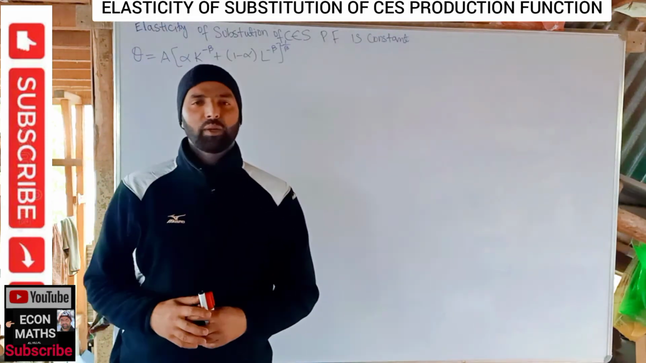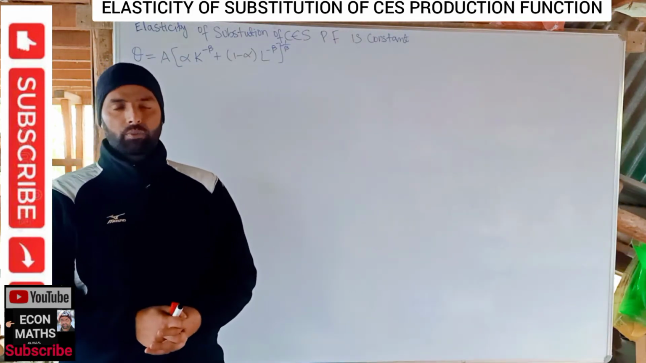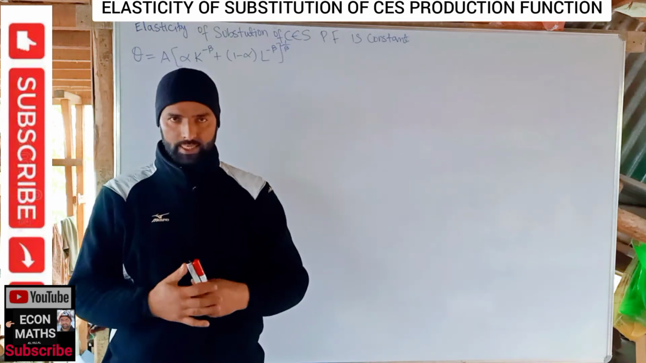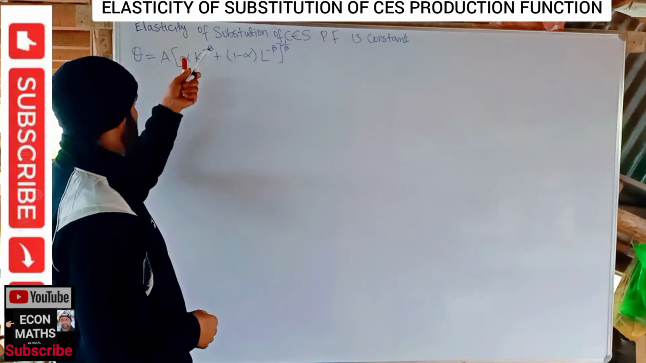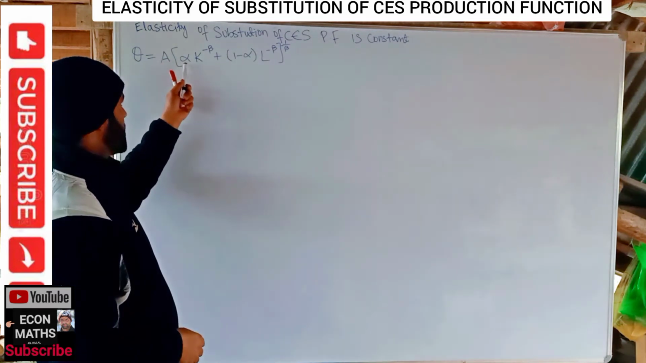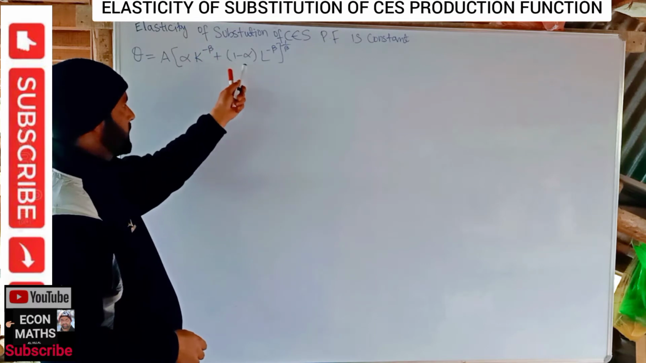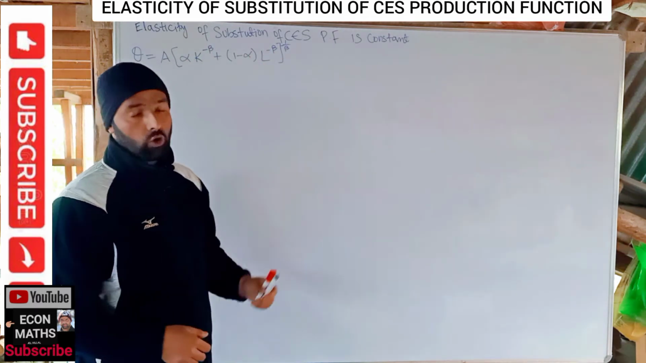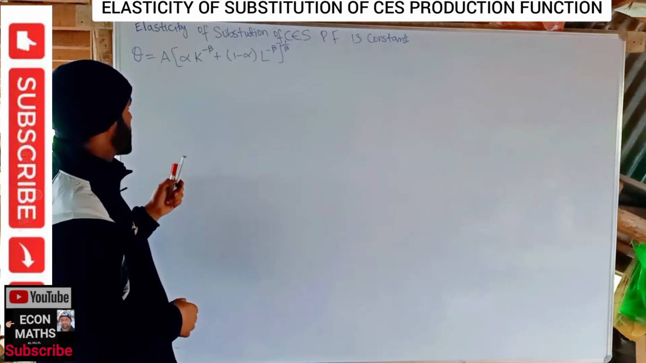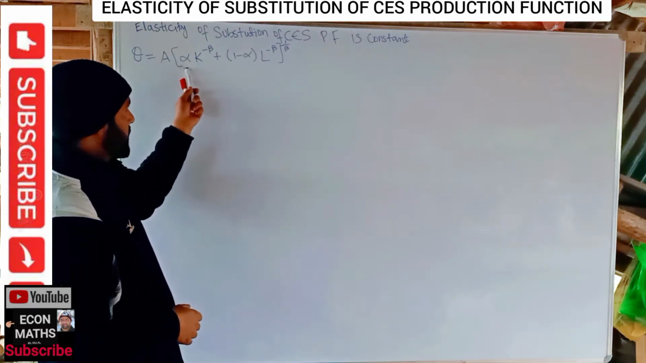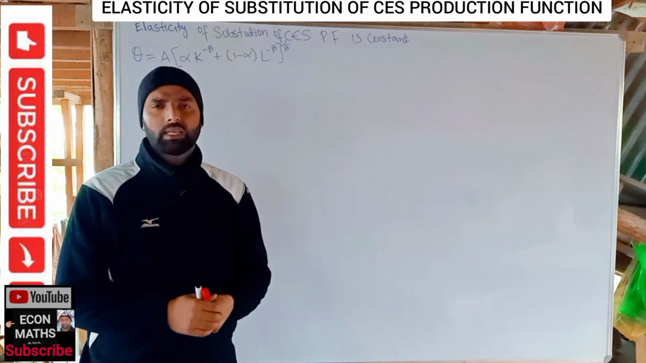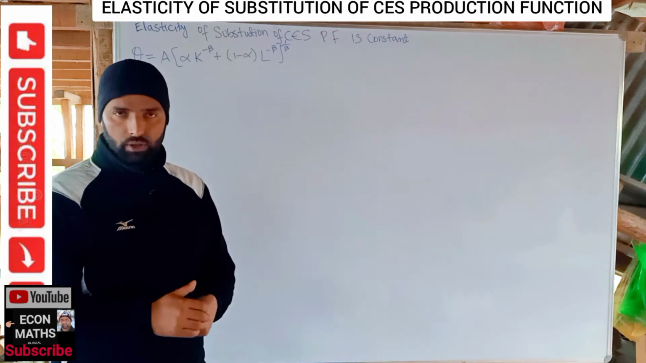One of the important properties of the CES production function is that its elasticity of substitution is constant. So we will prove this in this video. We are given the CES production function, which is given as Q = A[αK^(-β) + (1-α)L^(-β)]^(-1/β), where A is the efficiency parameter, α is the distribution parameter, and β is the substitution parameter, as we have seen in the earlier video. Now, how will we prove this?